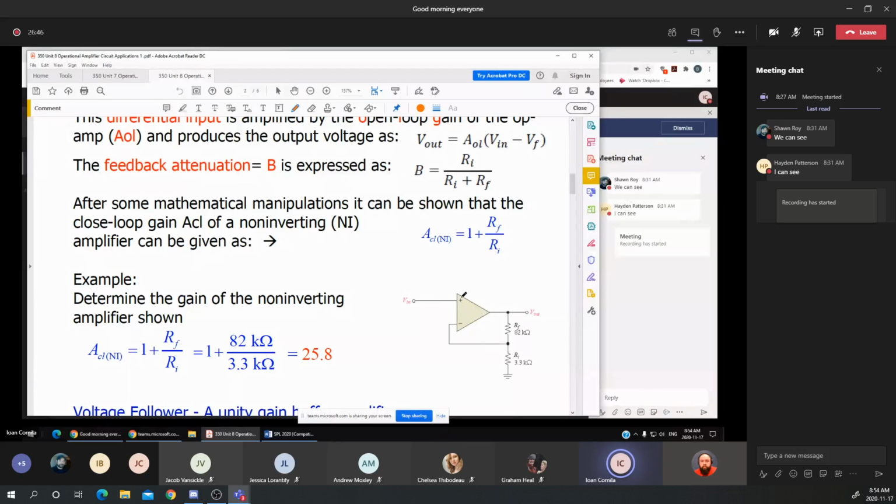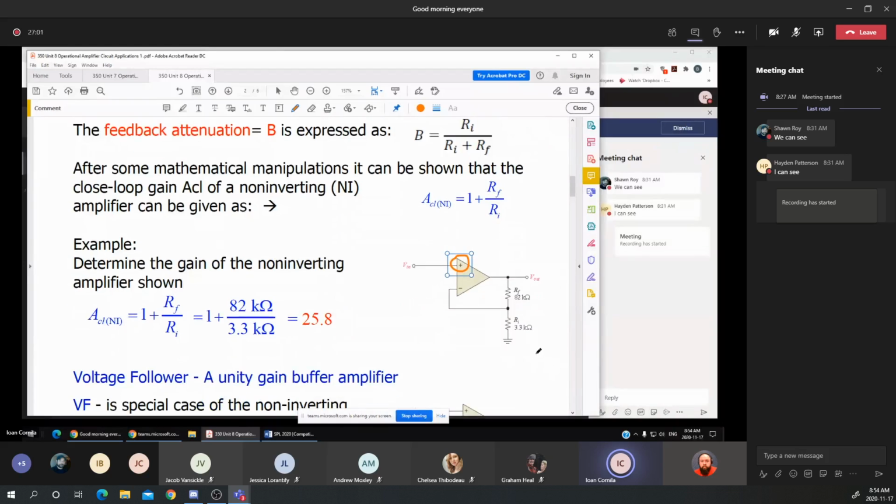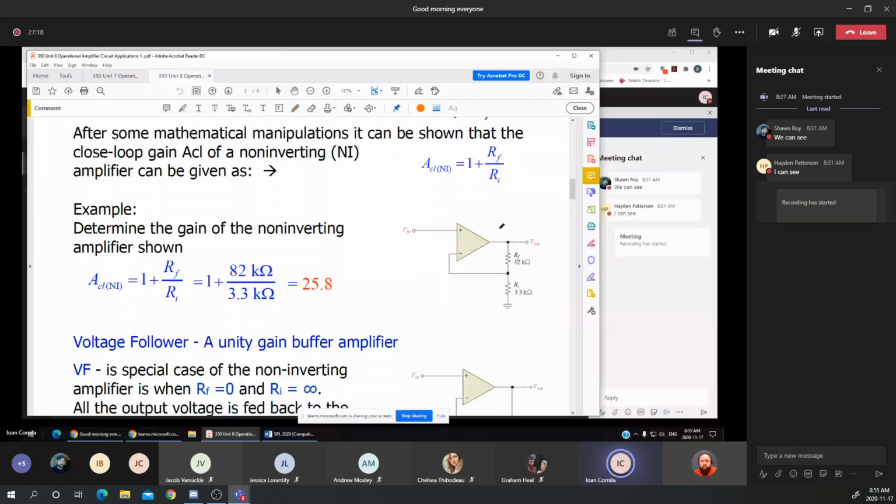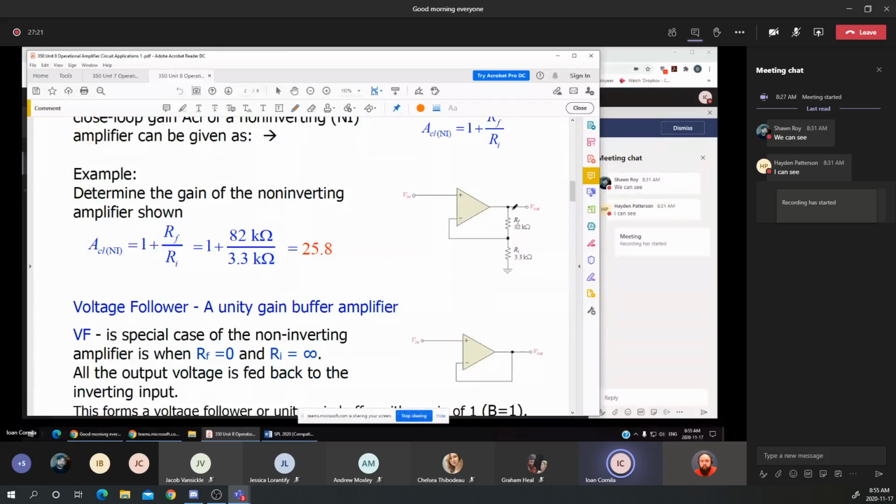You notice that again the Vin is applied to the non-inverting input, which means that the output voltage is in phase with the input voltage, and the gain of the non-inverting circuit is equal to 1 plus RF over Ri. Now we can discuss this equation, and we'll have a special case of a non-inverting amplifier. An example of a non-inverting amplifier.